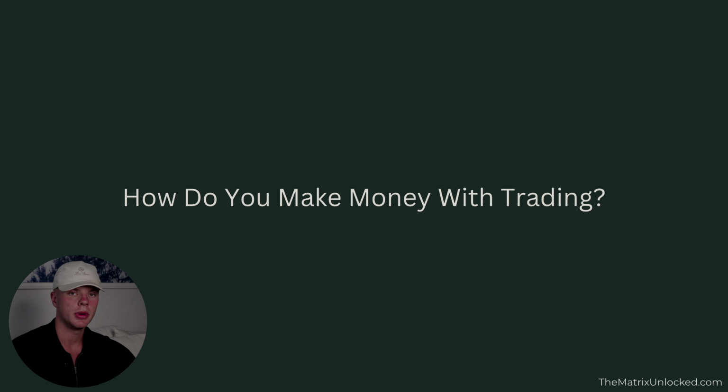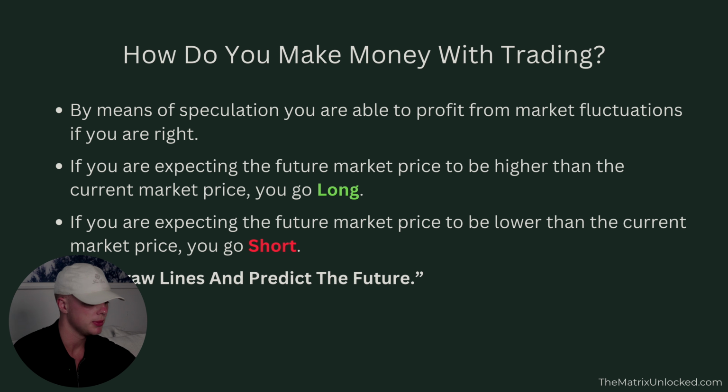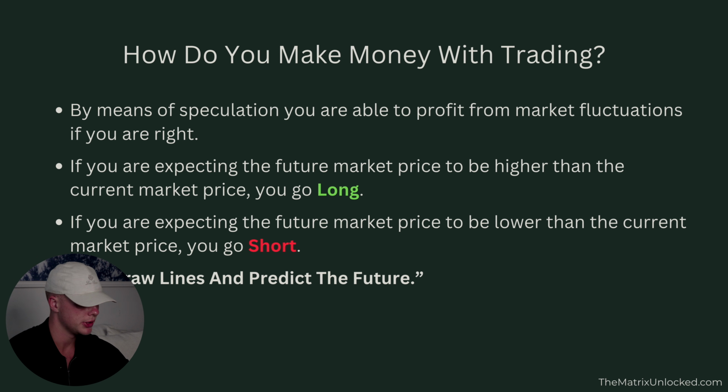So a question which you might be asking yourself now is, how do you actually make money with trading? When it comes to this question, I want you to understand that by means of speculation, you're able to profit from market fluctuations if you're right. This means that if you are able to predict the future price and you trade in sync with that, then you're actually able to make a profit from that market move. If you are expecting the future market price to be higher than the current market price, you go long. It means that you're buying the market. If you are expecting the future market price to be lower than the current market price, you go short.